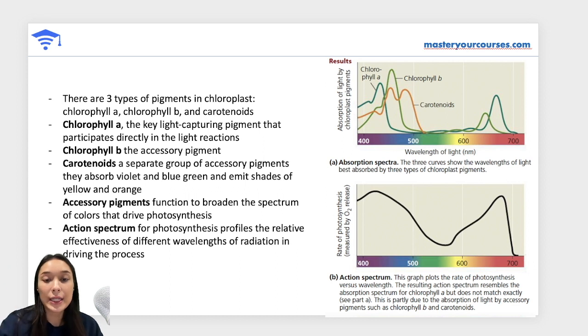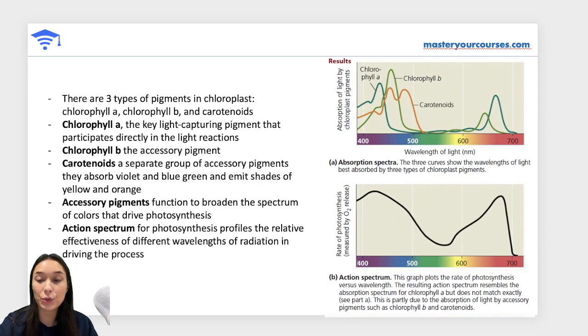So there are 3 types of pigments in chloroplasts. You have chlorophyll A, you have chlorophyll B, and you have carotenoids. Chlorophyll A is the key light capturing pigment that participates directly in the light reactions. So chlorophyll A is going to be the main one. It's going to do the majority of the absorbing, but it's not the only one.